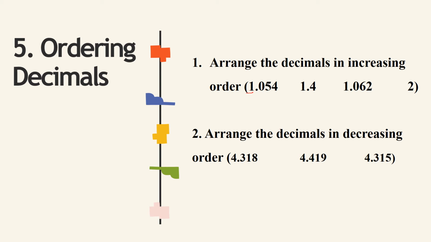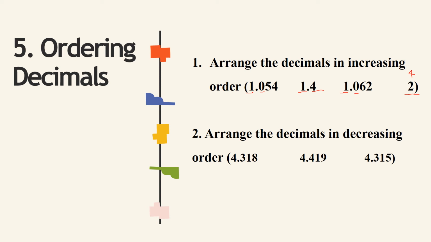Now let's see how we can order them. First, we have to compare the number in the ones place. The first number is 1. The number in the ones place of the second number is 1 as well. And the third number, the number in the ones place, is also 1. And the last one is 2. So that means 2 is the greatest one, and we will put it last.